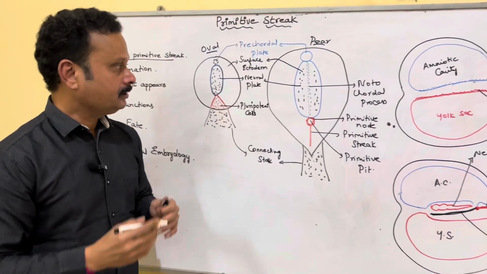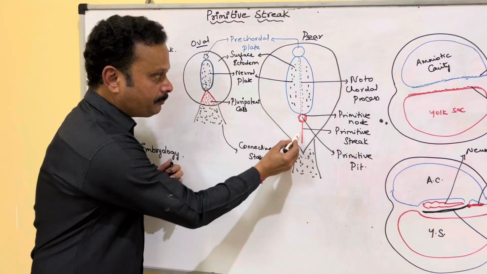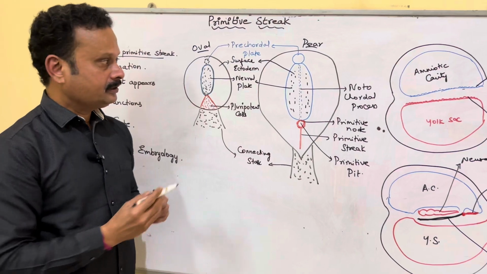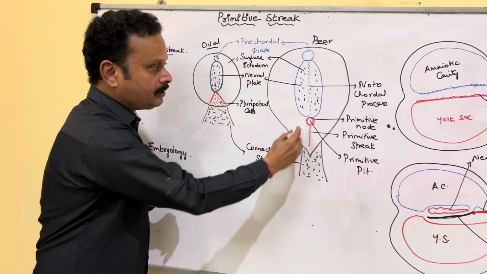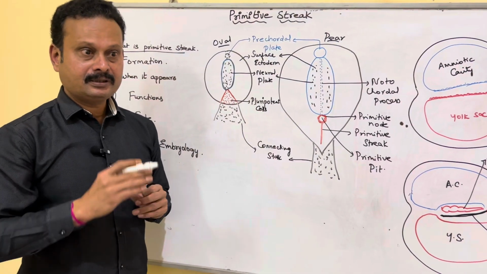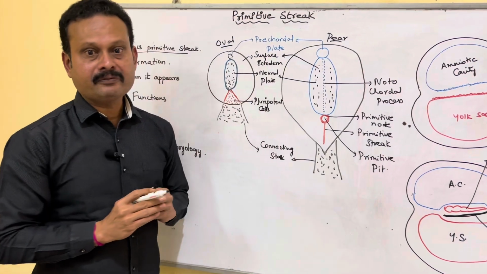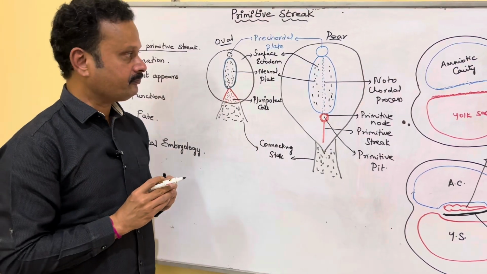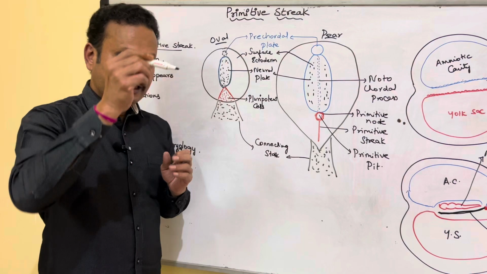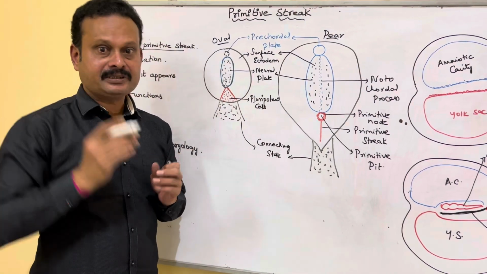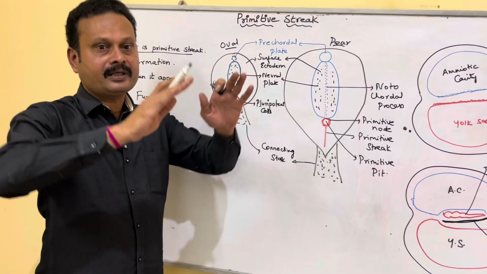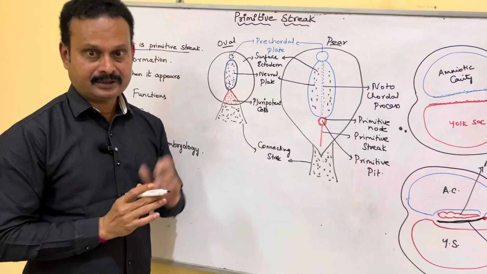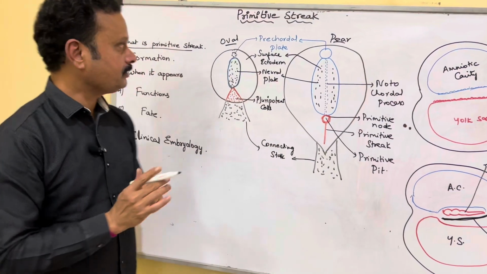How to write it? It is a linear opacity seen in the caudal part of the germ disc, appearing in the third week of intrauterine life, containing a central depressed region and peripheral lateral margins. Is it clear? So that is about the primitive streak.